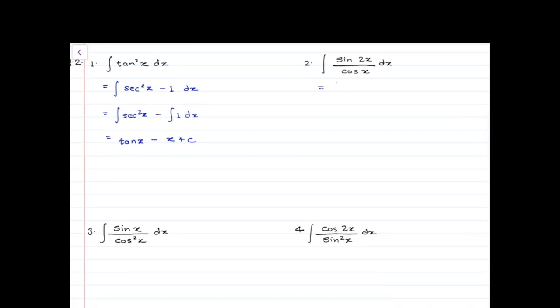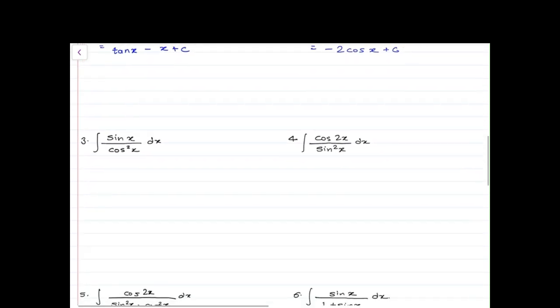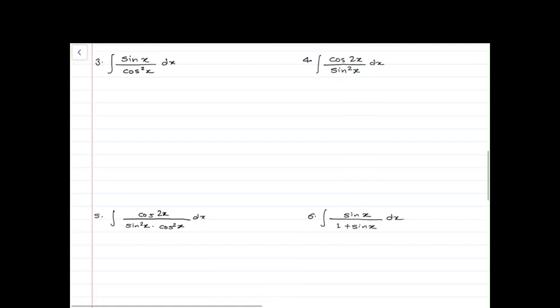The next question, you can see sine 2x. We remember the formula. It's 2 sine x times cos x divided by cos x dx. It will get cut. 2 is a constant value, and it remains with sine x dx. So you know the integration of sine x is minus cos x, so overall it will be minus 2 cos x plus c. Further on, I'll just show you the simplification. You all know the integration formula, so you can solve it easily. Okay, that's not a problem for you.